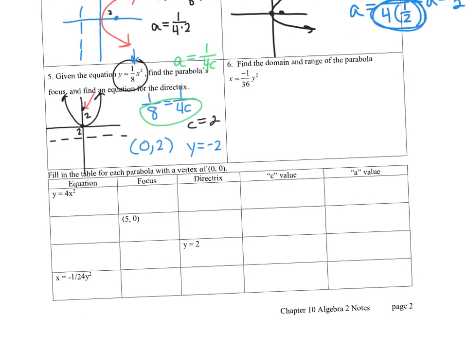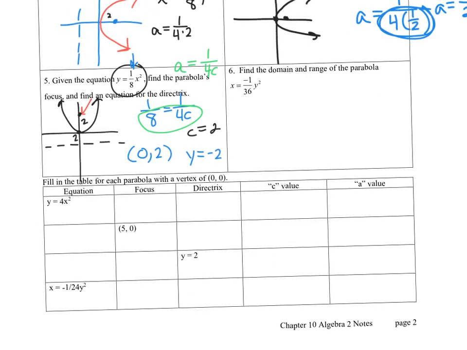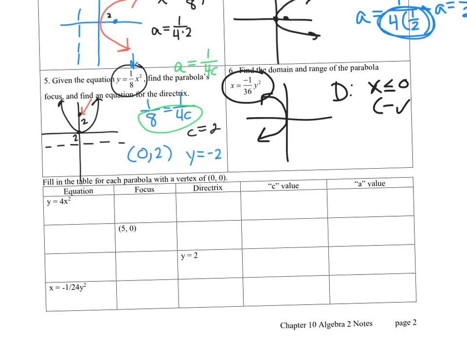Okay, number 6, find the domain and range of this parabola. So we have this parabola that's opening to the left because it's x equals a negative number, and it's on the origin for the vertex. So your domain is going to be all possible values for x. So going left and right, I'm going all the way from -infinity to 0 and including 0. Or you could write it as x is less than or equal to 0.